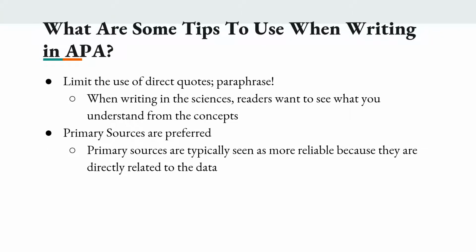What are some tips to use when writing in APA? Limit the use of direct quotes. Paraphrase. When writing in the sciences, readers want to see what you understand from the concepts. Primary sources are preferred. Primary sources are typically seen as more reliable because they are directly related to the data.